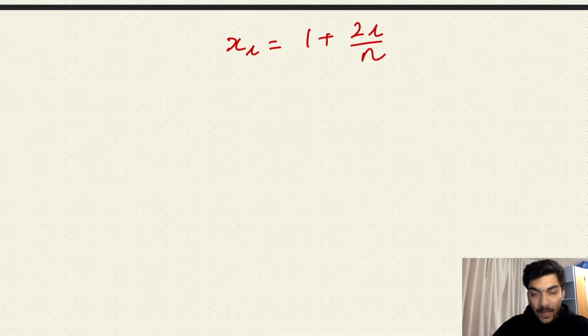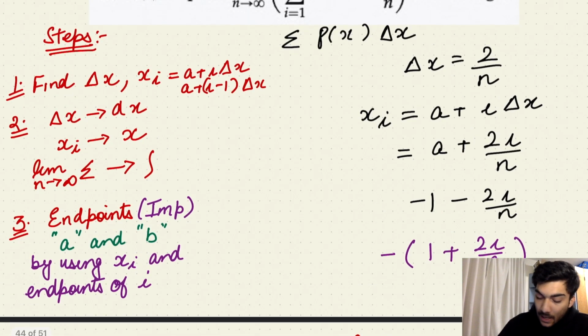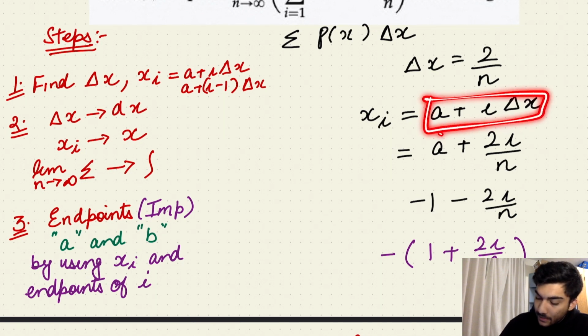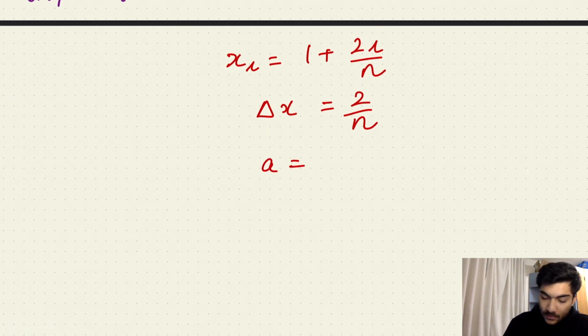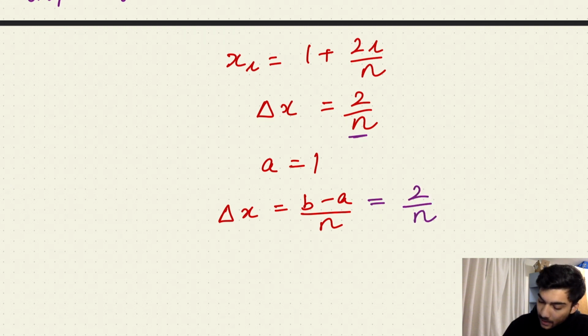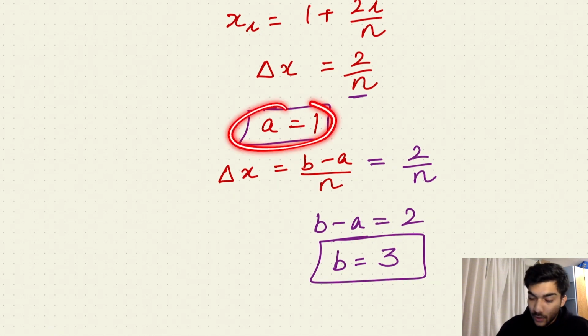So now I got my xi as 1 plus 2i by n. My delta x in this case is 2 by n. I have my a calculated as well, because by comparison of this expression to this expression, my a is 1. Now I also know that my delta x is b minus a by n, and since my delta x in this case is 2 by n, my b minus a is 2, and since my a is 1, my b is 3. So now I've got my endpoints as well.